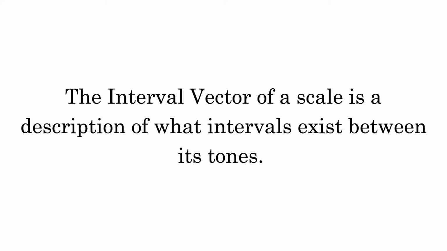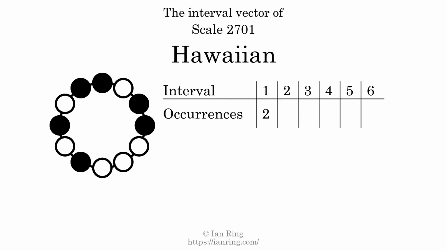The interval vector of a scale is a description of what intervals exist between its tones. There are 2 intervals with a size of 1 semitone. They are here and here. There are 3 intervals with a size of 2 semitones. They are here, here, and here. There are 3 intervals with a size of 3 semitones. They are here, here, and here.